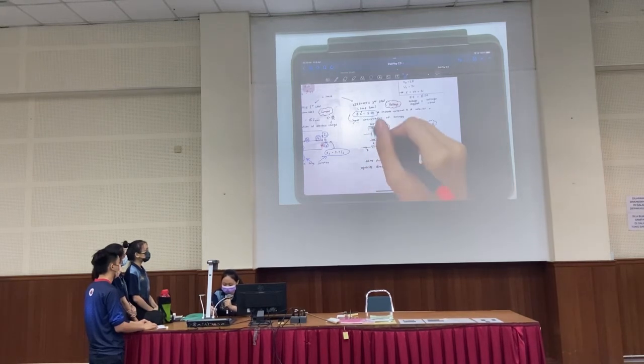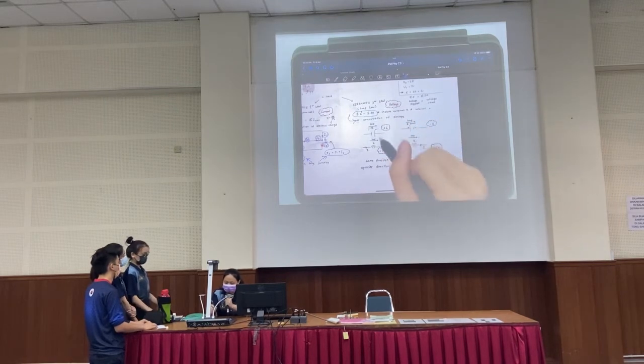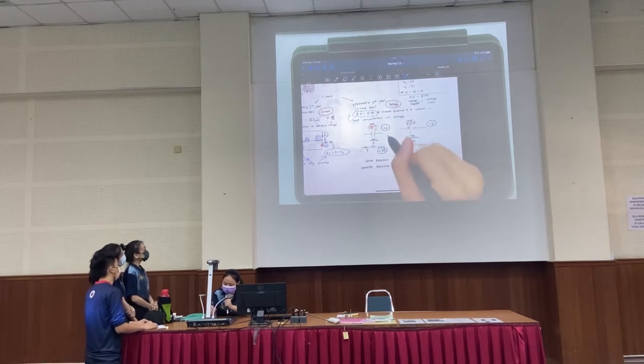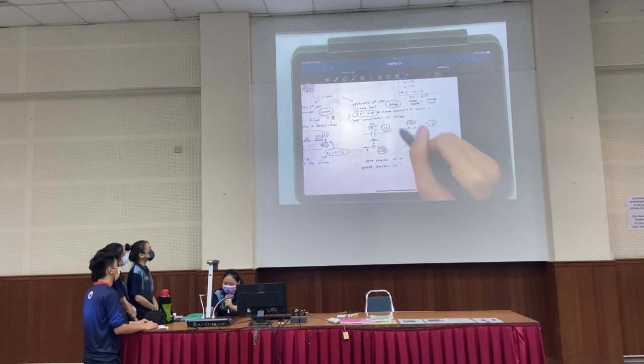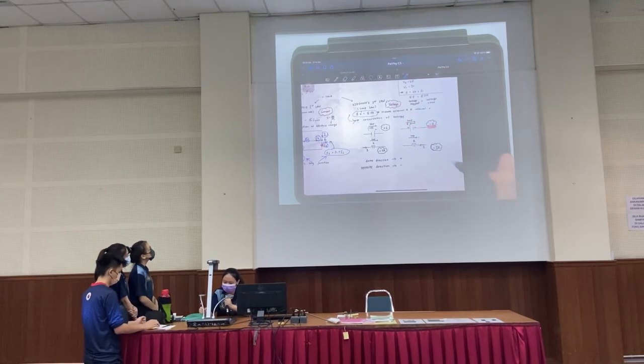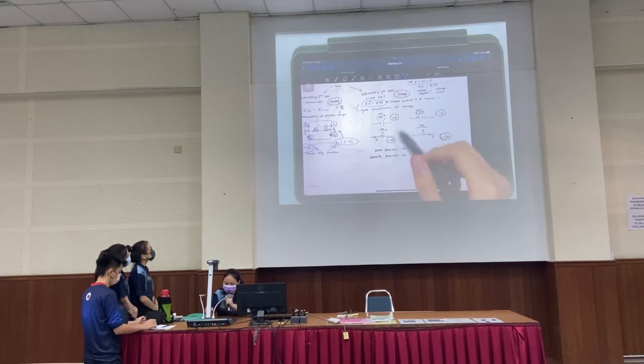And then how do you determine the sign of the EMF? If the direction of the loop is the same as the direction of EMF, the sign of the EMF will be positive. But if the direction of the loop is opposite to the direction of EMF, the sign of EMF will be negative. Alright? So now we proceed to the resistor.